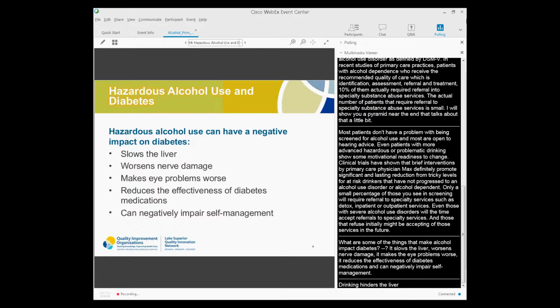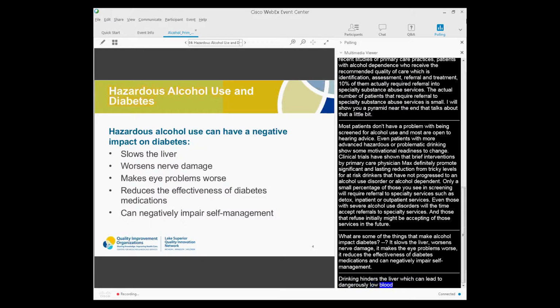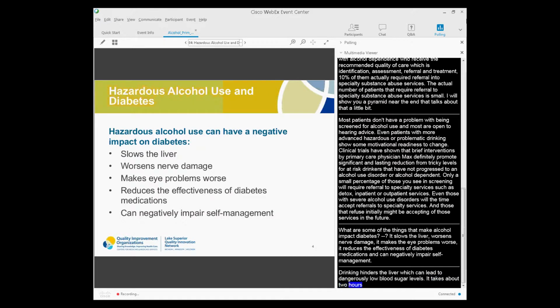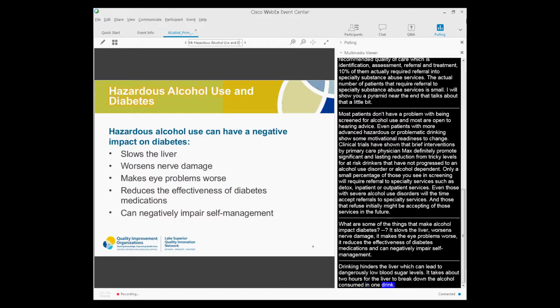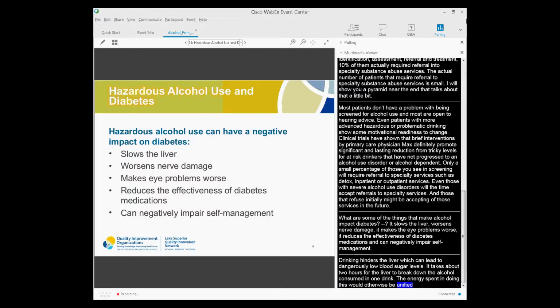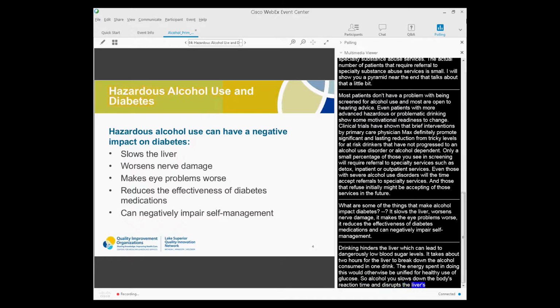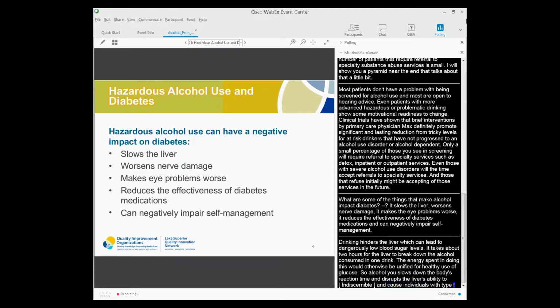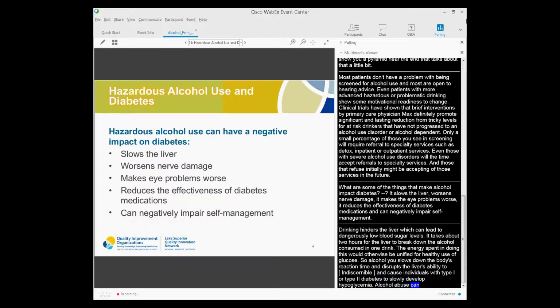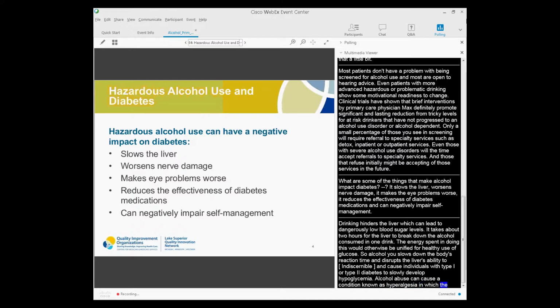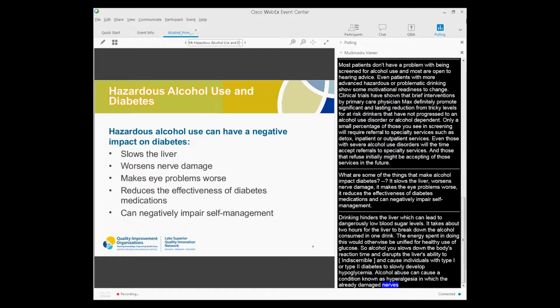It takes about 2 hours for the liver to break down the alcohol that is contained in one drink. So the energy spent in doing this would otherwise be utilized for healthy release of stored glucose. All told, alcohol slows down the body's reaction time and disrupts the liver's ability to release glucose, and may cause individuals with type 1 or 2 diabetes to slowly develop hypoglycemia. Alcohol abuse can also cause a condition known as hyperalgesia, in which already damaged nerves become more sensitive to pain. In other words, if an individual with diabetes is already suffering from pain due to nerve damage, alcohol abuse can dramatically increase the amount of pain that is felt.